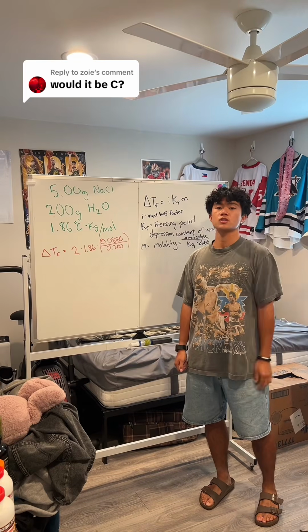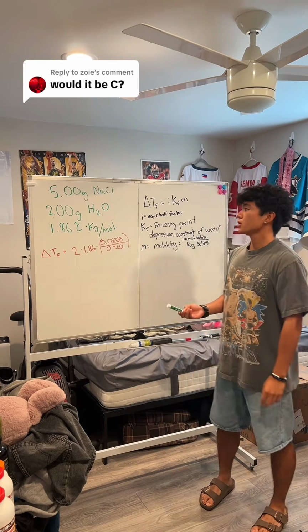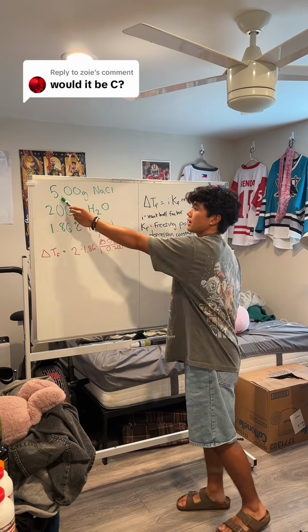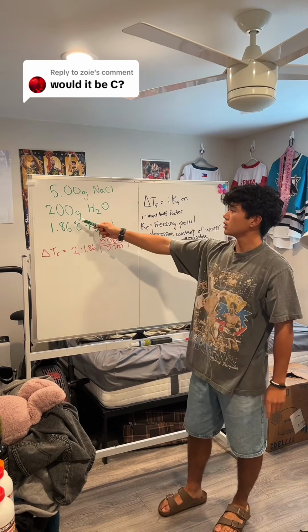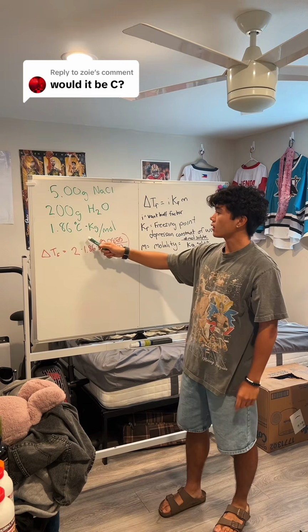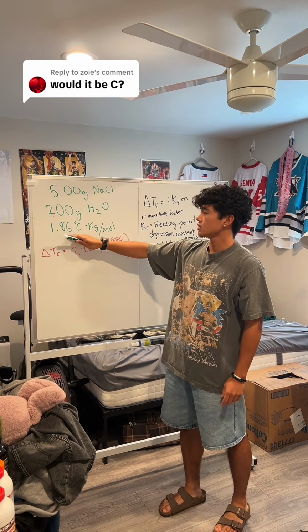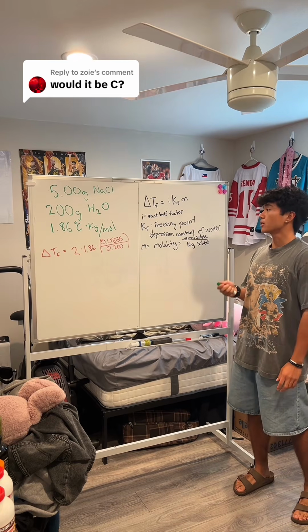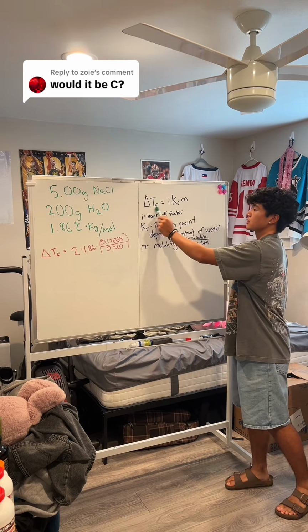Part 2 for my question about freezing point. So let's start off. Let's list out what information was given to us. We know that we have 5 grams of NaCl, we have 200 grams of water, and then our Kf is 1.86. So immediately when we see that the question is asking for the change in temperature of our freezing point, we should reference this equation right here.